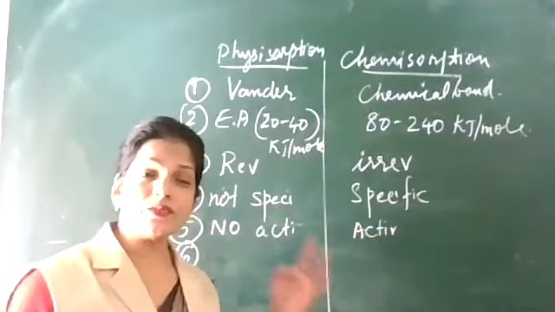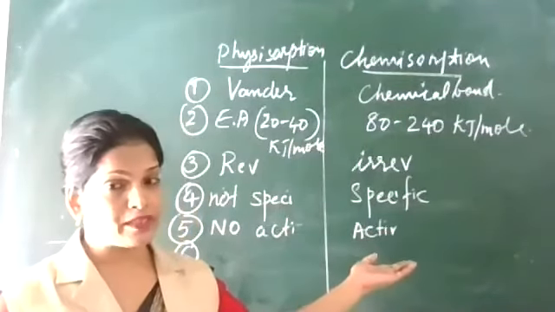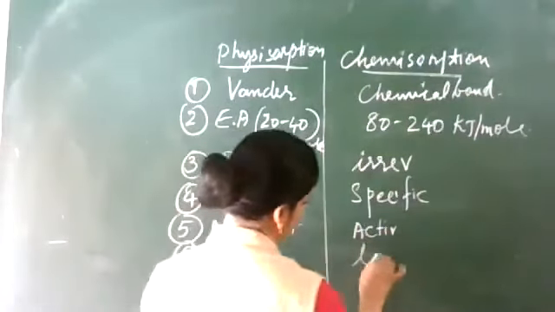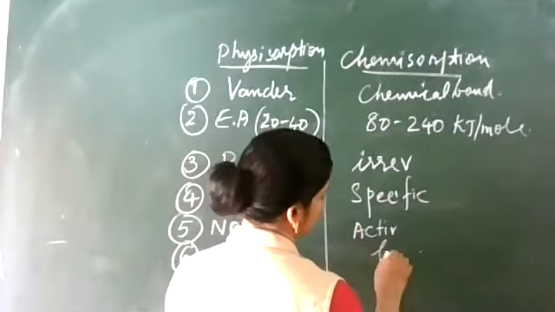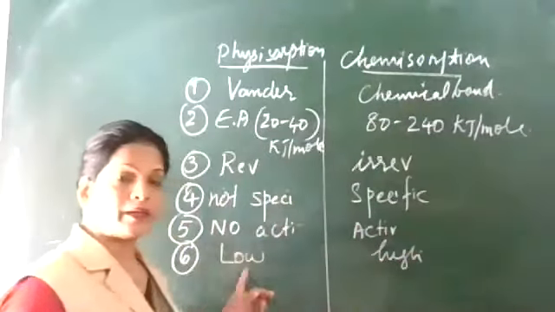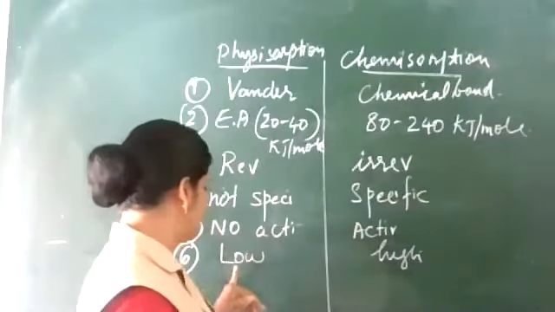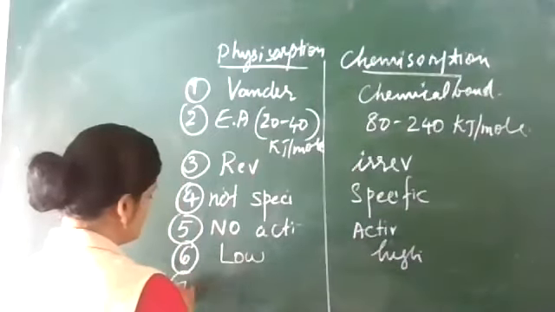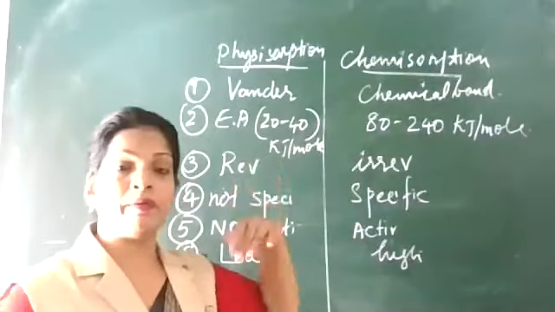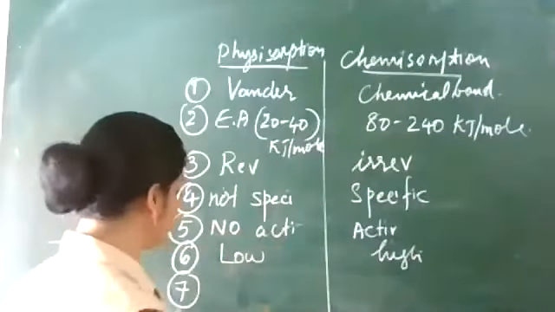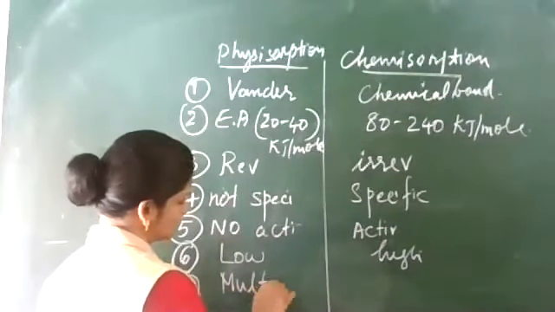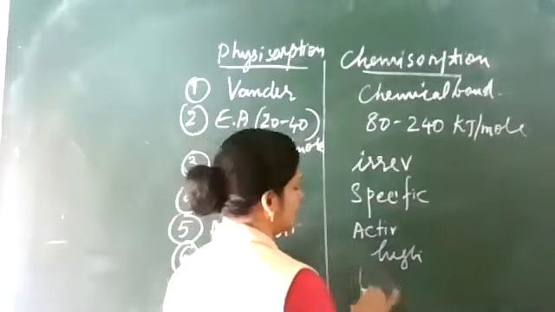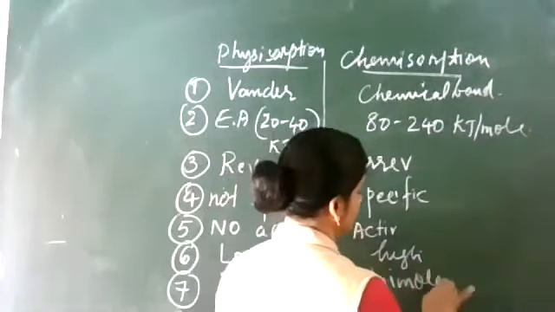Temperature. Physisorption takes place at lower temperature, while chemisorption takes place at higher temperature. When the temperature is high, what happens? The adsorbed particles will get away. When the temperature is high, dissociation will be taking place. In physisorption, there will be multi-molecular layers, while in chemisorption, only unimolecular layers.